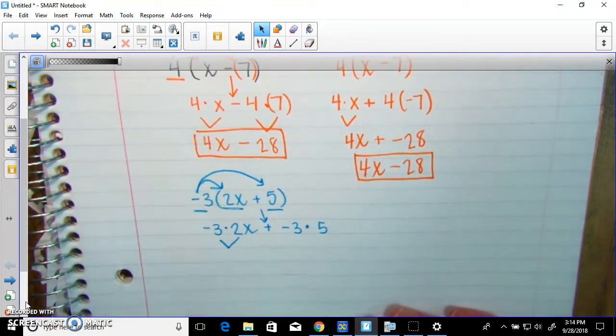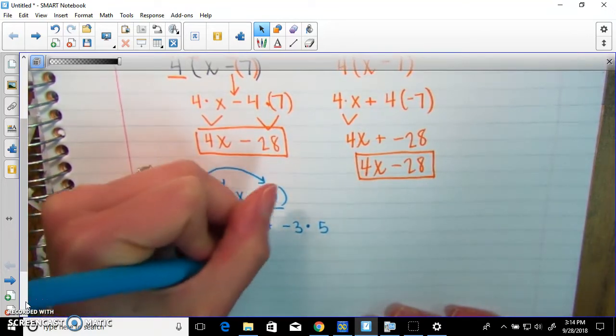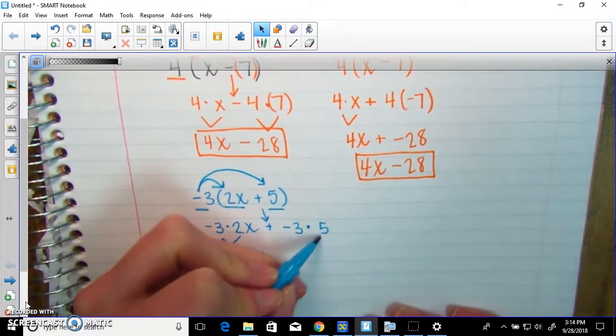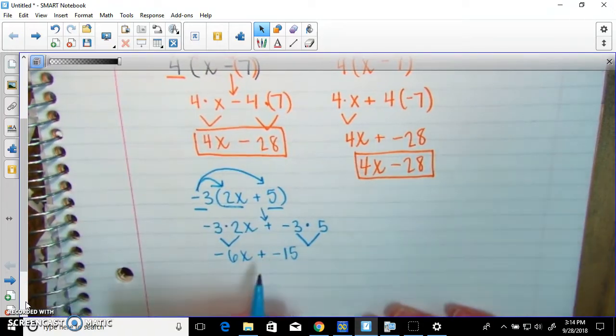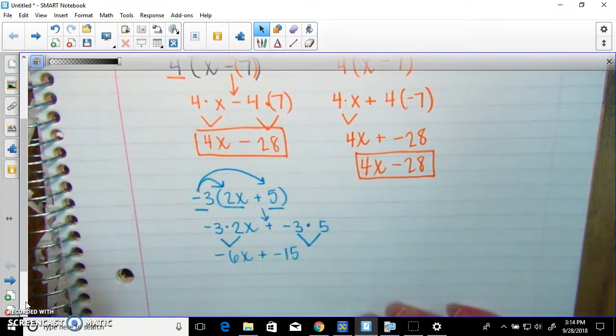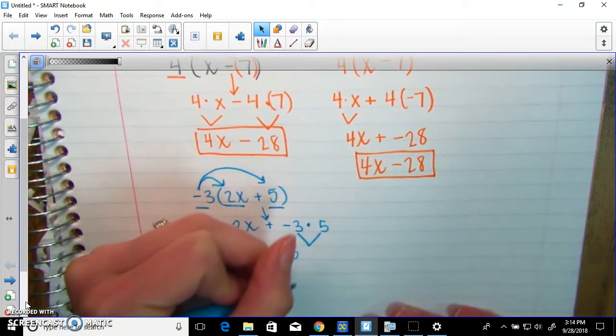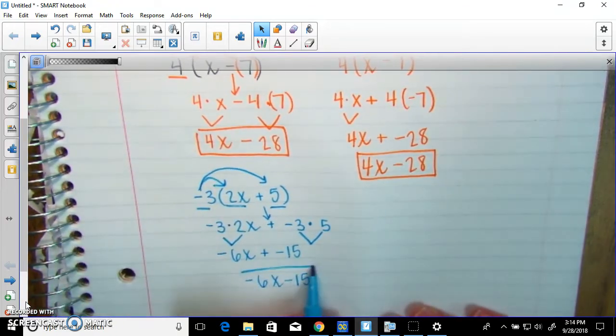Negative 3 times 2x will give us negative 6x plus negative 3 times 5 is negative 15. I don't want to have a plus negative 15, so instead we're just going to get rid of that plus sign and say negative 6x minus 15.